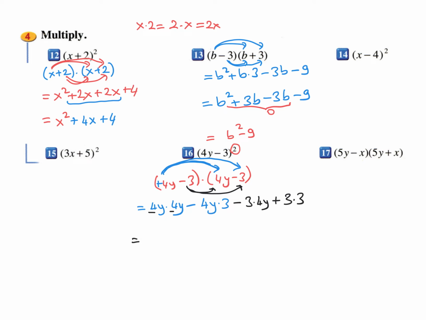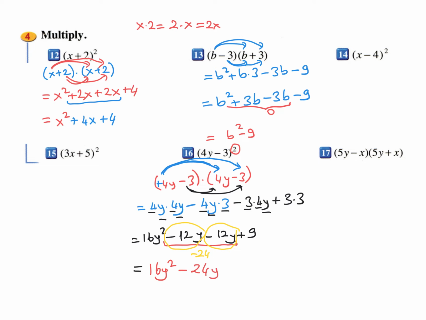Let's see, number by number. 4 times 4, 16, y times y square will be, and minus 4 times 3, it is 12, y, minus 3 times 4, 12, y, and plus the last part is 3 times 3, which is 9. As you see here, we have again like terms, but they are both negative. Be careful. 16y squared minus, if you owe somebody 3 is 12 apples, and then again 12 apples. When you have totally, they will be minus 24. Like you owe them 24 apples then plus 9.